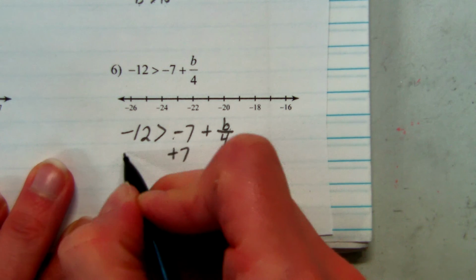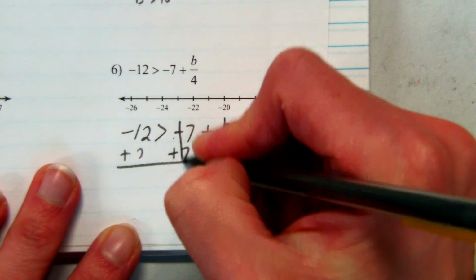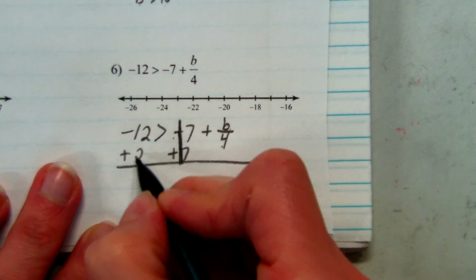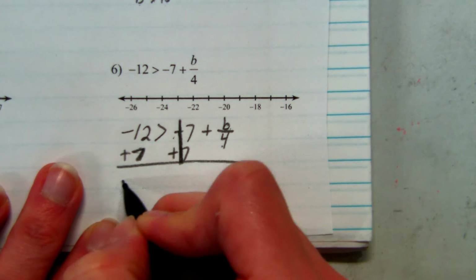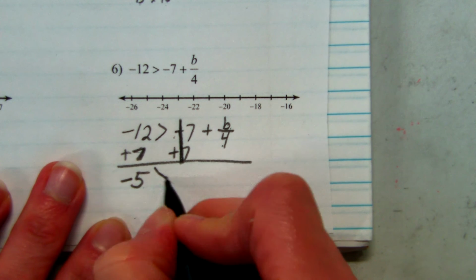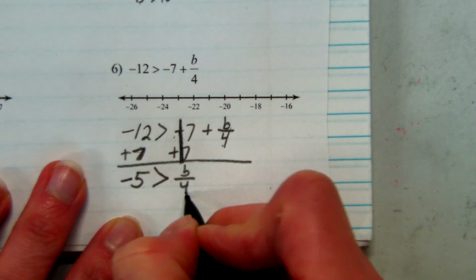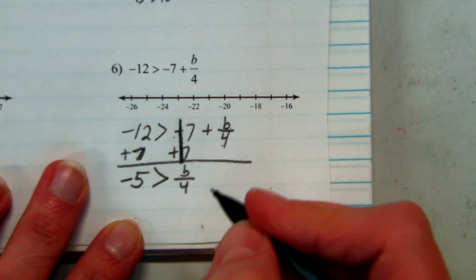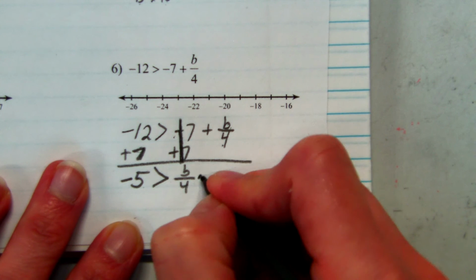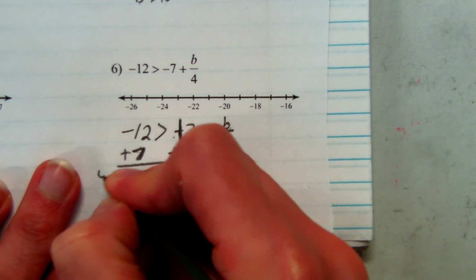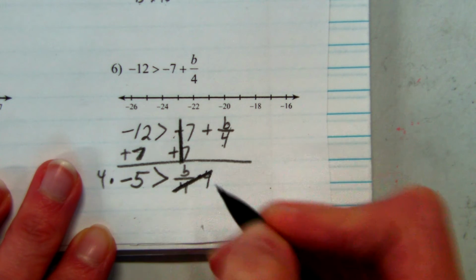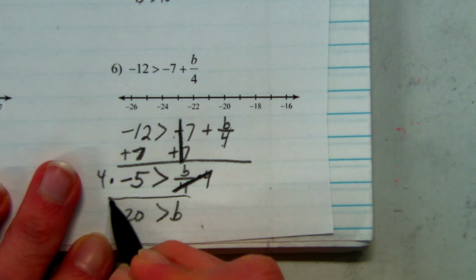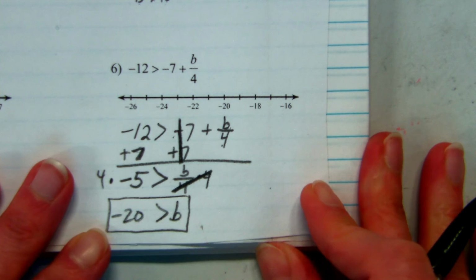I want to use an opposite so that it actually creates a 0 there. You want to think of it as opposites making 0. And then I have -12 plus 7, so that would be -5. And I have is greater than b over 4. What would I do now? You would do times 4. Okay, multiply by 4, and that cancels out the divide by 4. And I have b on this side and -20 over here. I can box that. That's totally my solution.